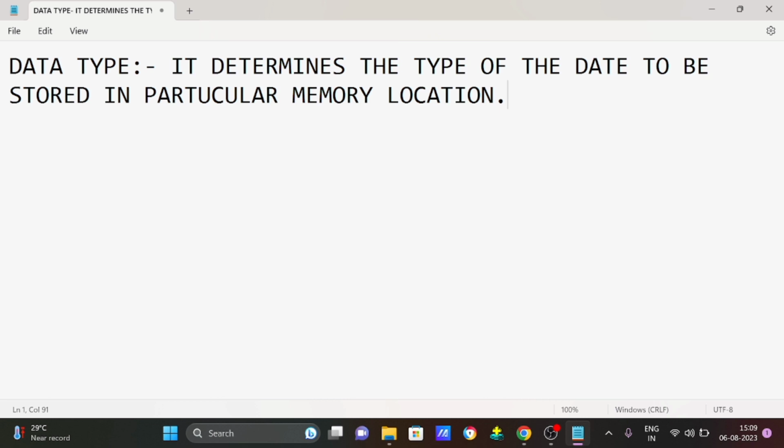What does this mean? Just like any other programming language, SQL also has a few types of data. We say a few data types which are most commonly used in writing queries. This is the definition of data type, right? What does this actually mean? Let's consider this with an example.